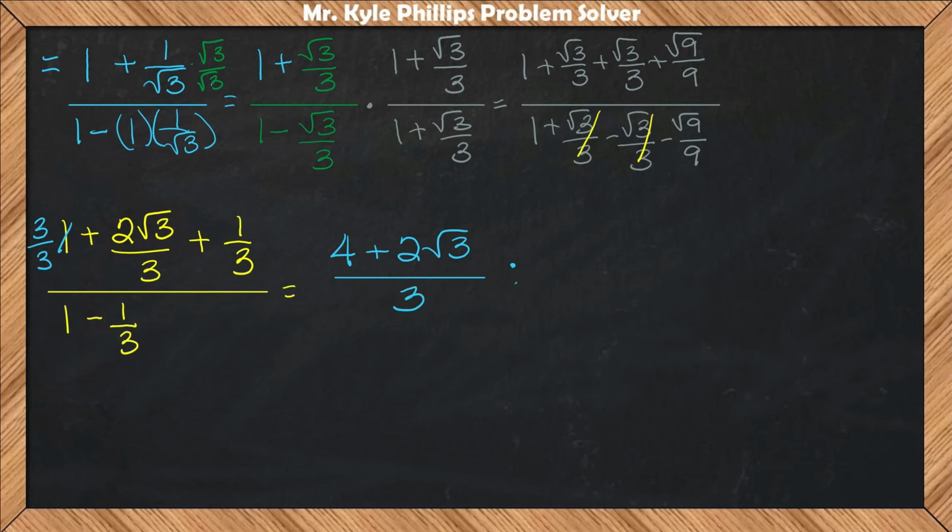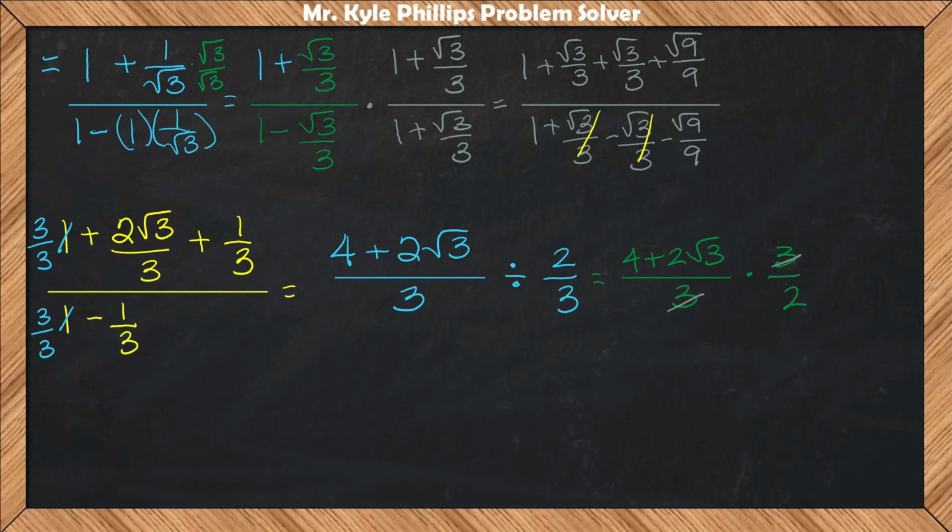And this is being divided by this denominator, 1 minus 1/3. So again, we can change 1 to 3 over 3. 3 minus 1 is 2, so this is being divided by 2/3. Remember, when you're dividing fractions, you have to keep the first the same, change the division to multiplication, and then flip the second fraction. So this would be 4 plus 2 root 3 all over 3 times 3 over 2.